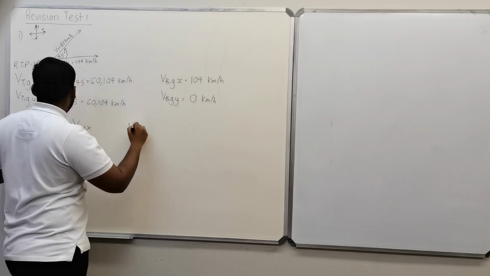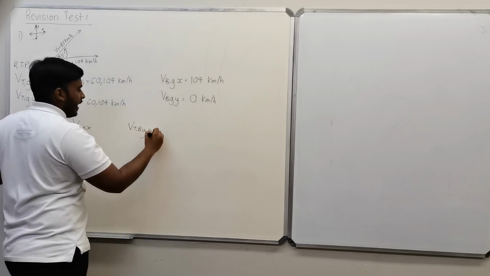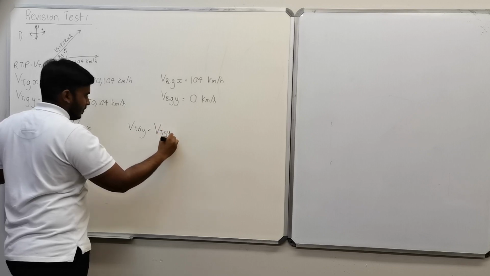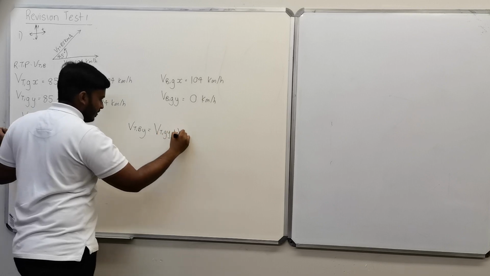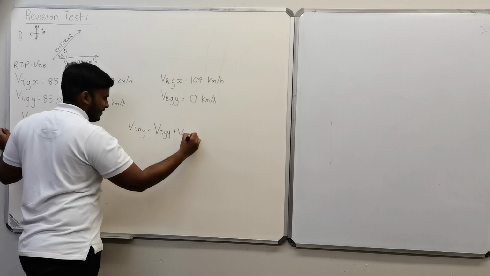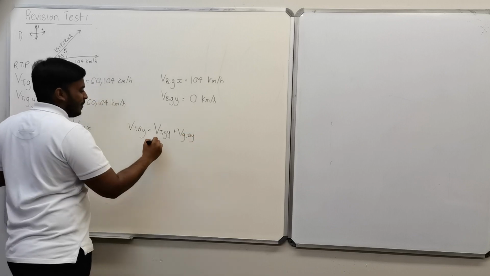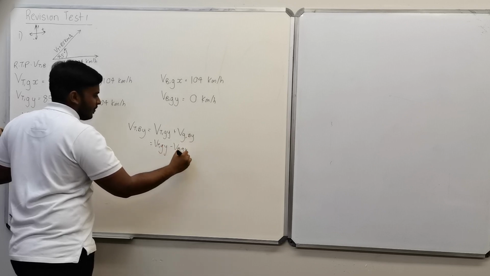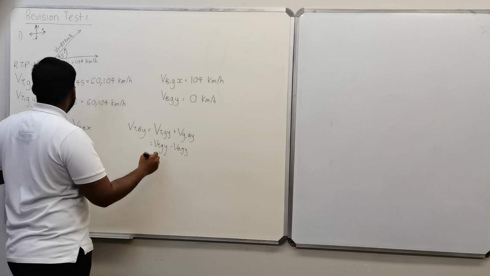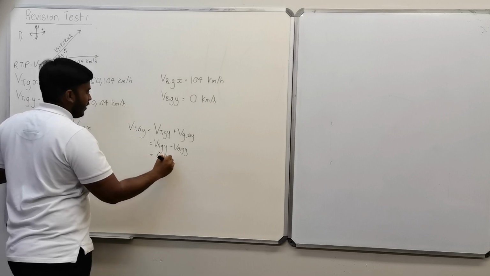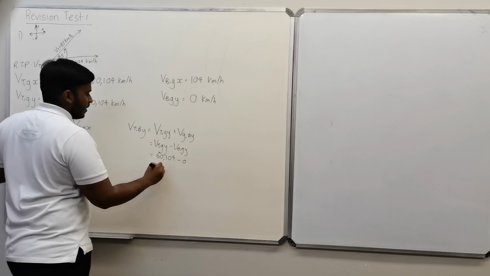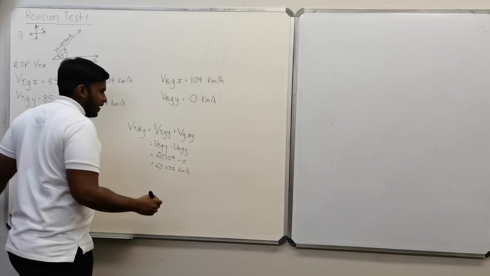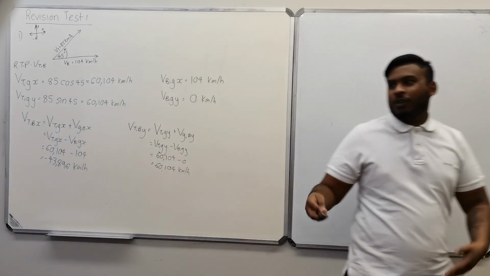Then we work out the velocity of the truck relative to the bus along the y-axis. This is the velocity of the truck relative to the ground along the y-axis plus the velocity of the ground relative to the bus along the y-axis. Then we make both relative to the same term. Substitute your values: this will be 60.104 minus 0, which is 60.104 kilometers per hour.